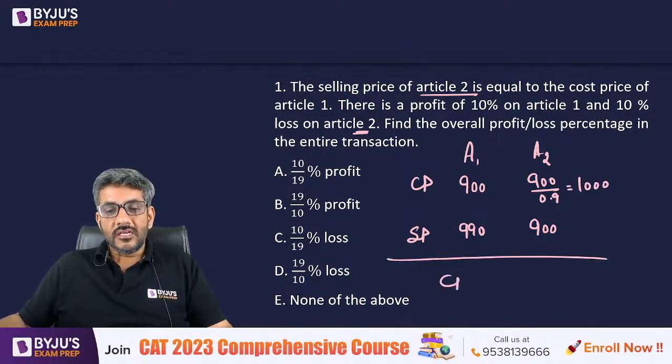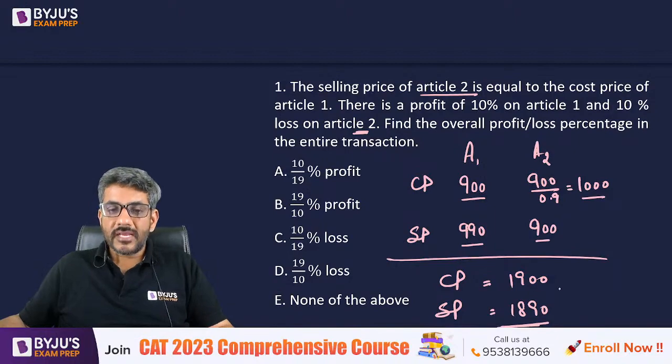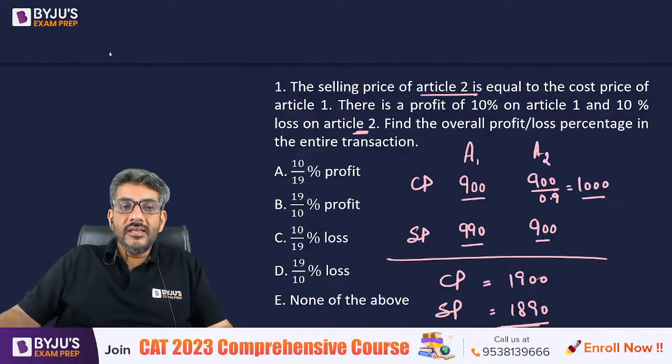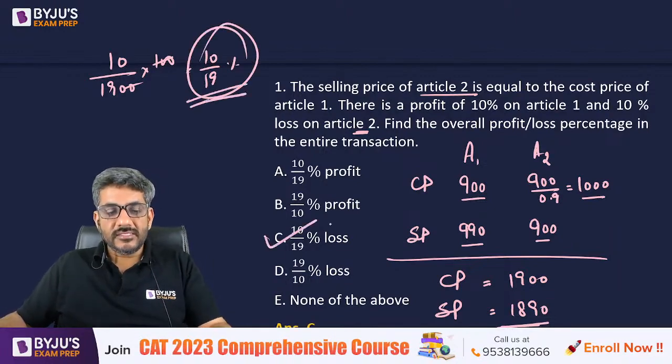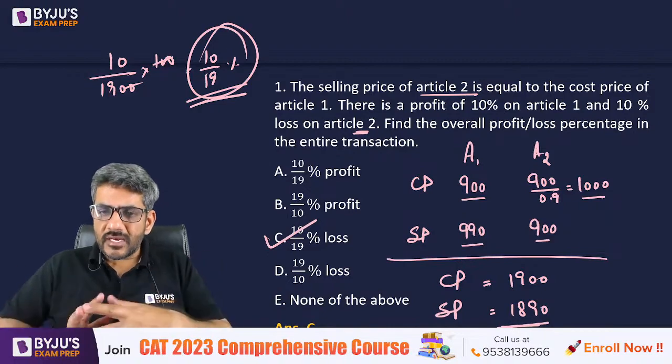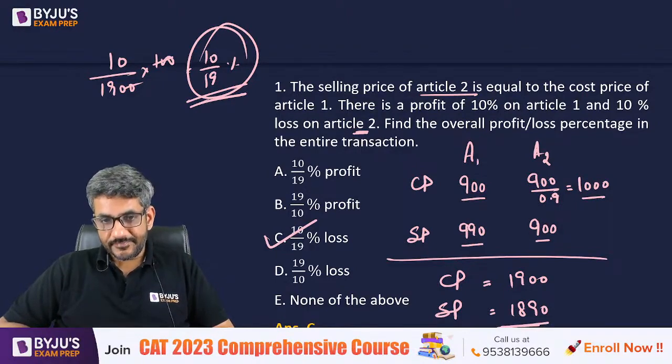Now I can say the total cost price is 900 plus 1000, that is equal to 1900. The total selling price is 990 plus 900, that is 1890. So the selling price is lesser than the cost price, that means there is a loss. And how much is the loss? It is 10 rupees on 1900 rupees. In terms of percentages, I can say it is 10 by 19% loss. So therefore, the correct answer is option C, which has been given correctly by Prakriti, Yash, Sonu, Rohit and Nancy, everyone. So C option, 10 by 19% loss, is the correct answer for us.